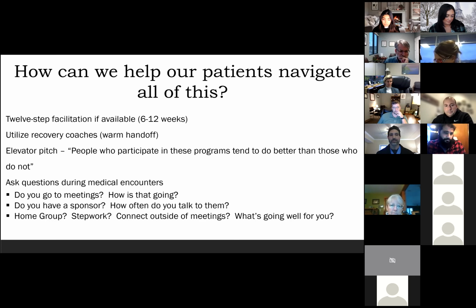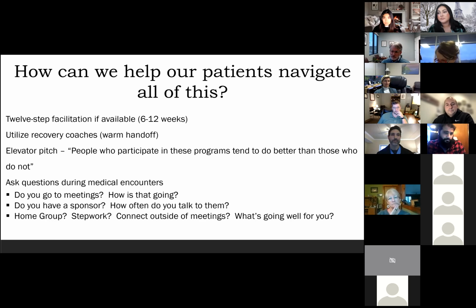In addition, having a warm handoff. So having somebody who is experienced in 12-step recovery meet with our patients to talk to them about the process, about where they're at, is extremely helpful. And people who have had these experiences and get transitioned to somebody who's already involved tend to stay sober longer.